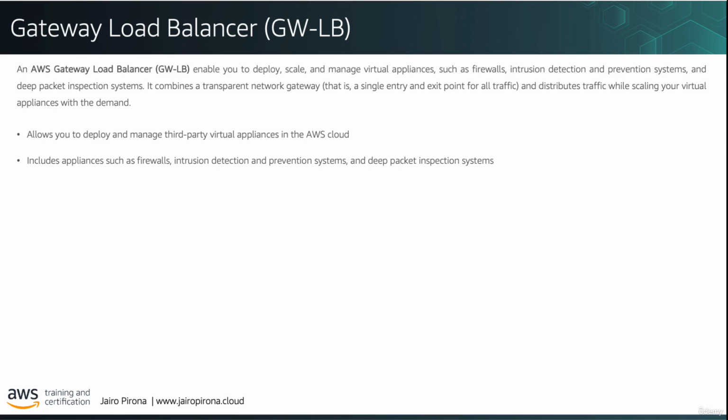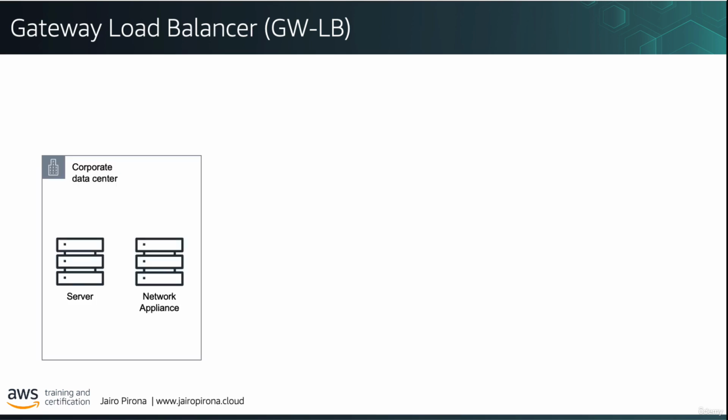Before we dive a little deeper into gateway load balancers, let's first remember what it was like back in the days when cloud services were not so popular. Everything from the servers to the network appliance, such as firewalls or intrusion detection and prevention systems, used to be on premises and deployed as hardware in the corporate data center. When traffic came from the internet, it was intercepted by the network appliance and forwarded to the servers.